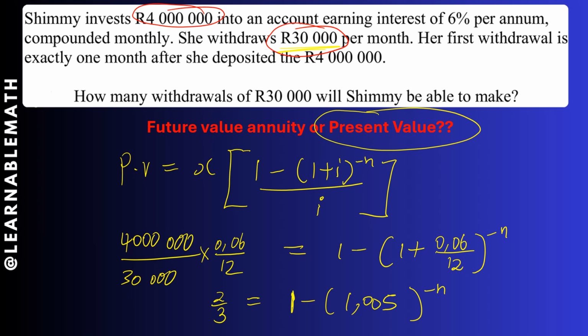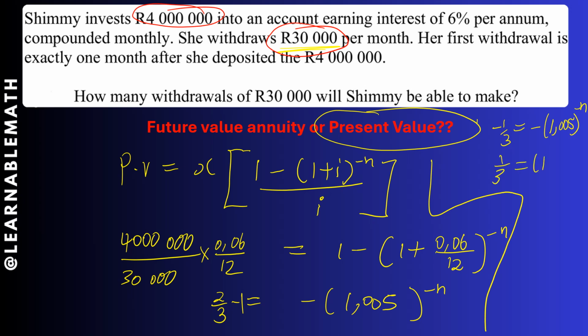So I can take this one to this side. This one is positive. When it goes there, it will be negative, right? So it will be 2 over 3 minus 1. It's going to give me, there's no space, I'm just going to write on top, minus 1 over 3 is equal to negative 1.005 exponent minus n. If you divide by negative both sides, you have 1 over 3 equals 1.005 exponent negative n. Okay, how can we solve for n?